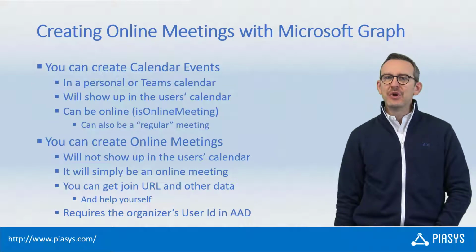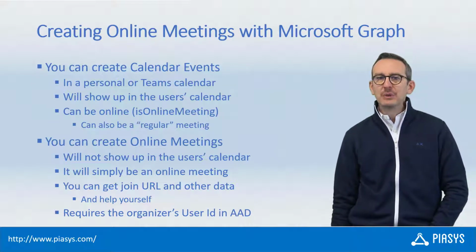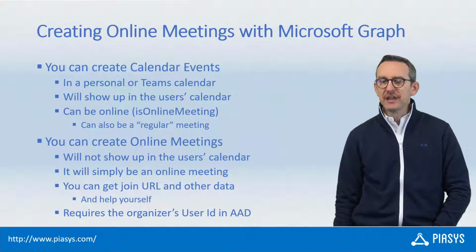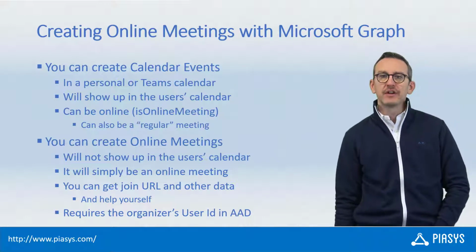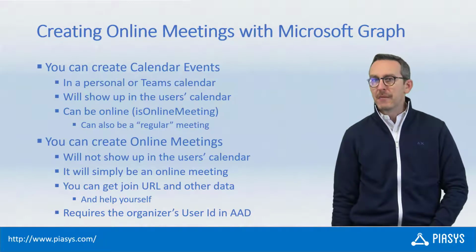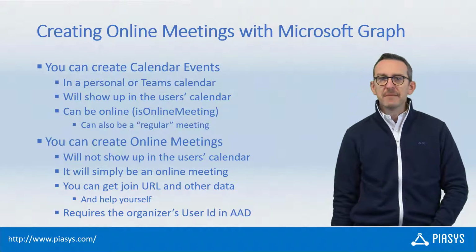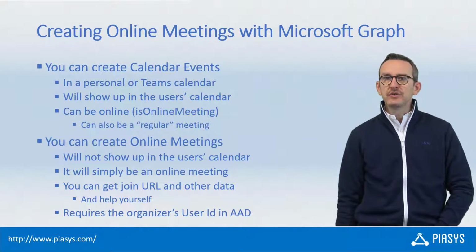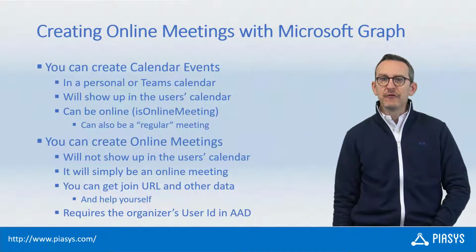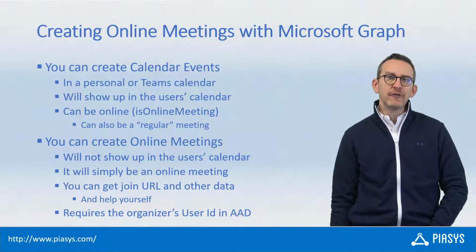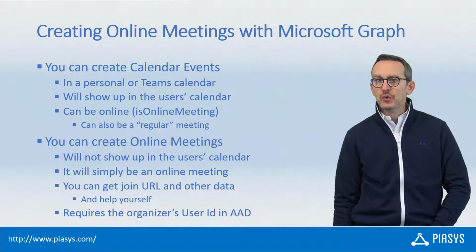Today I want to show you how we can use the Microsoft Graph to create online meetings. Specifically, we have at least a couple of options to do that. One is to create an event in a calendar, which can be, for example, a personal calendar or a Microsoft Teams team calendar. By doing that, you will be able to create a new meeting, which will show up in the user's calendar, and which will be defined with the isOnlineMeeting flag with a value of true in order to make it an online meeting.